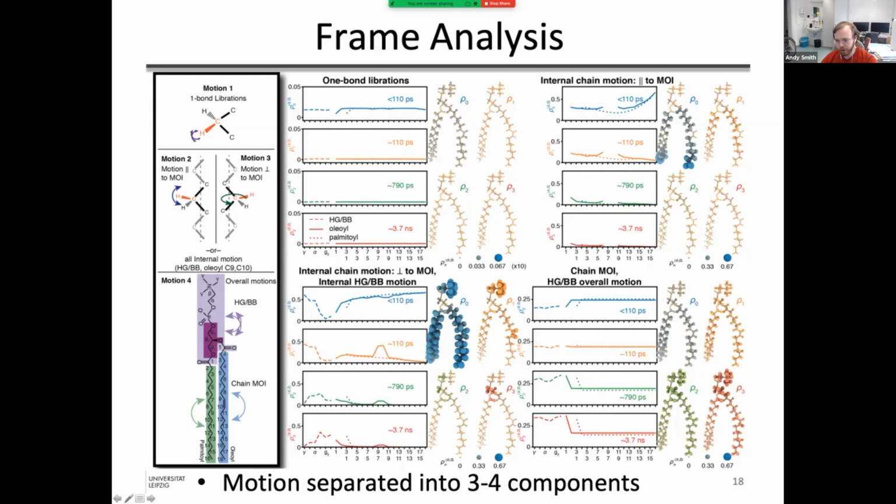So here you get the overall motion. And then here in these two plots, you have the internal motion minus the librations. I've done one more separation. So in the head group and on the carbonyls and at the double bonded position, there's just one internal motion, but everywhere else in the chains, I separate this into a perpendicular component that rotates around the moment of inertia and a parallel component that kind of moves up and down on it.